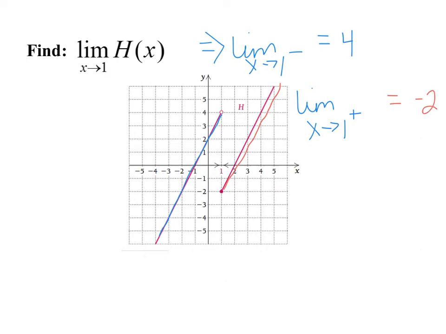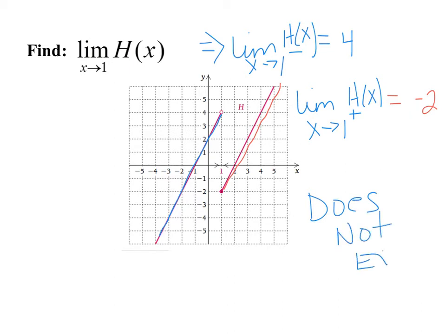Oops, sorry, bad notation. This is h of x. The limit of h of x, I can't just write limit. I have to write the limit of what I'm taking the limit of. So the limit of h of x as x approaches 1 from the left is 4. The limit of h of x as x approaches 1 from the right is negative 2. Well, 4 doesn't equal negative 2, so we say that this limit does not exist.